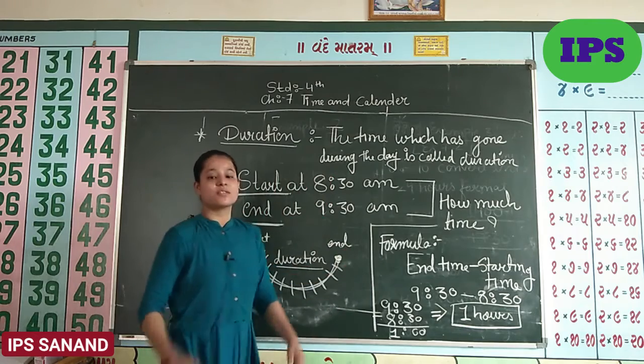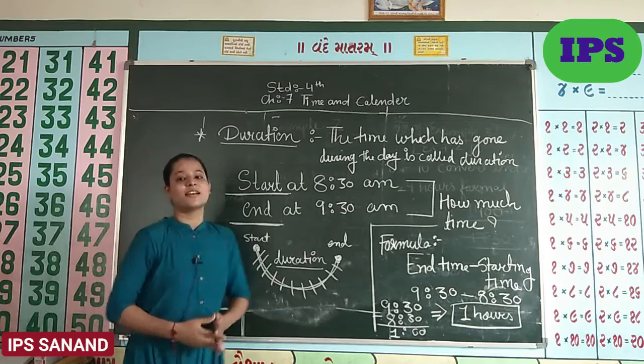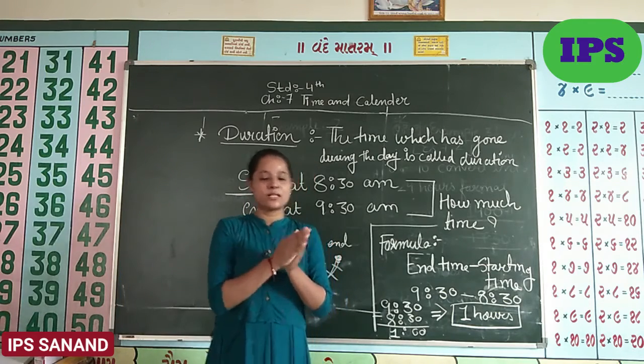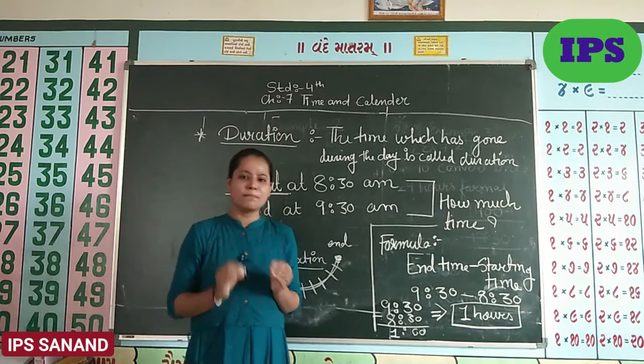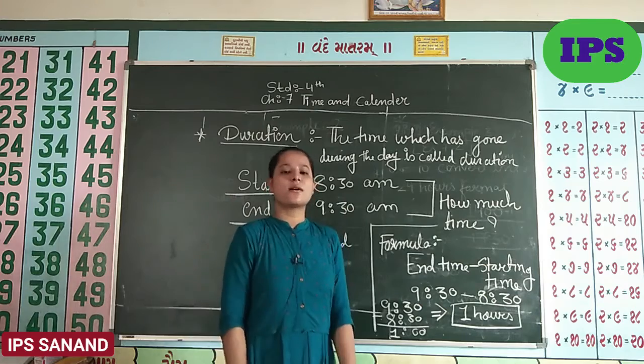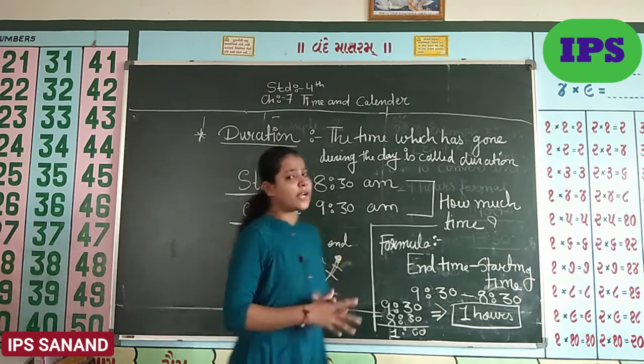6 was the duration. Okay, now you know what is the meaning of duration. The starting point to the end point of something you have done, in which the time has gone, is called the duration. Okay, now how to find the duration.